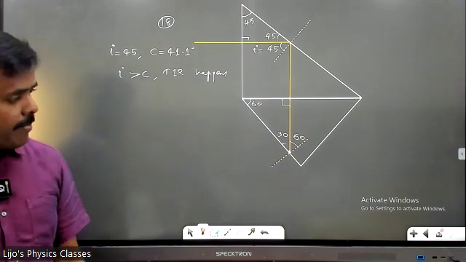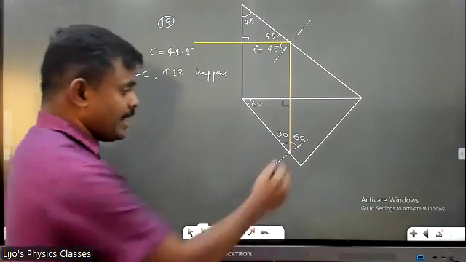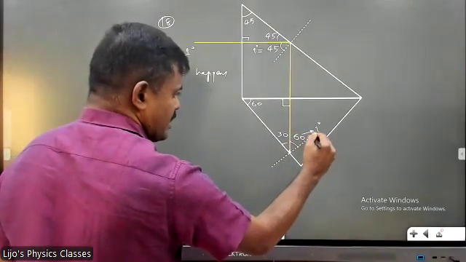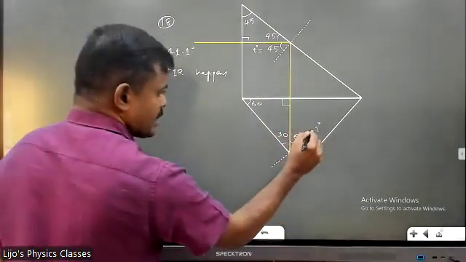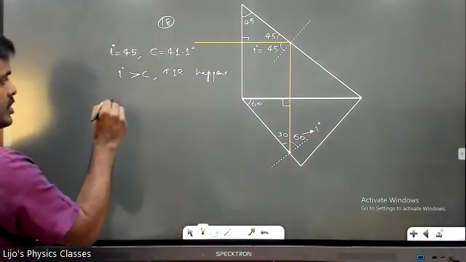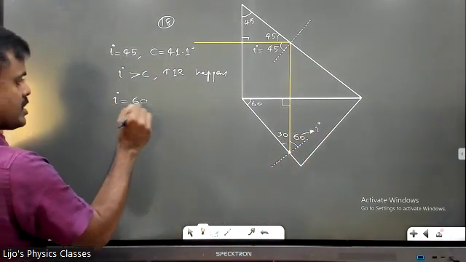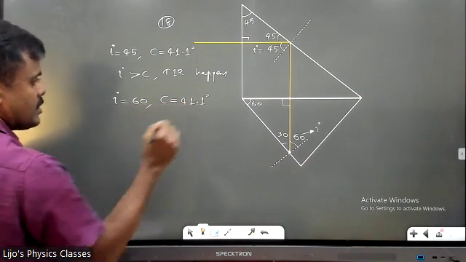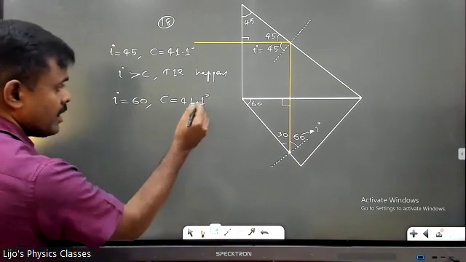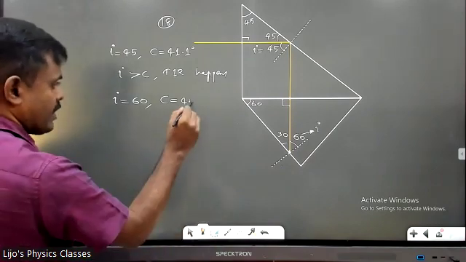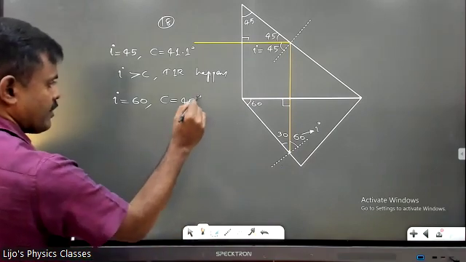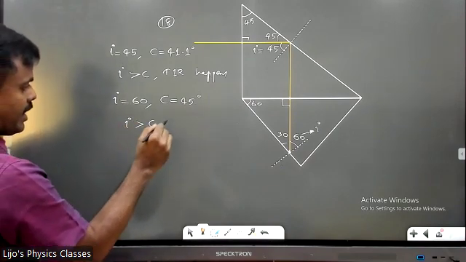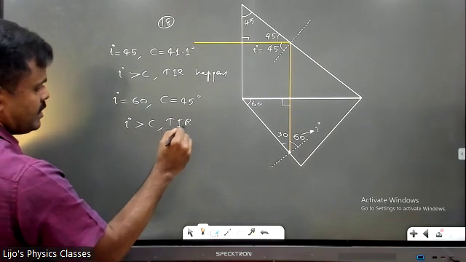All right. Now what? Again, this is angle of incidence, right? Angle of incidence is 60. Am I correct or not? So angle of incidence is 60 this time. Critical angle is again 41.1. 45. Okay. So angle of incidence is again greater than the critical angle. TIR happens, right?